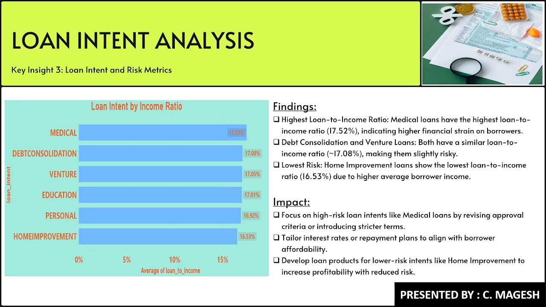So what should the impact be? Based on the findings, we should focus on high risk loan intents like medical loans by revising approval criteria or introducing stricter terms. Offer tailored repayment plans to align with borrower needs, and promote products for lower risk intents like home improvement to increase profitability with reduced risk.